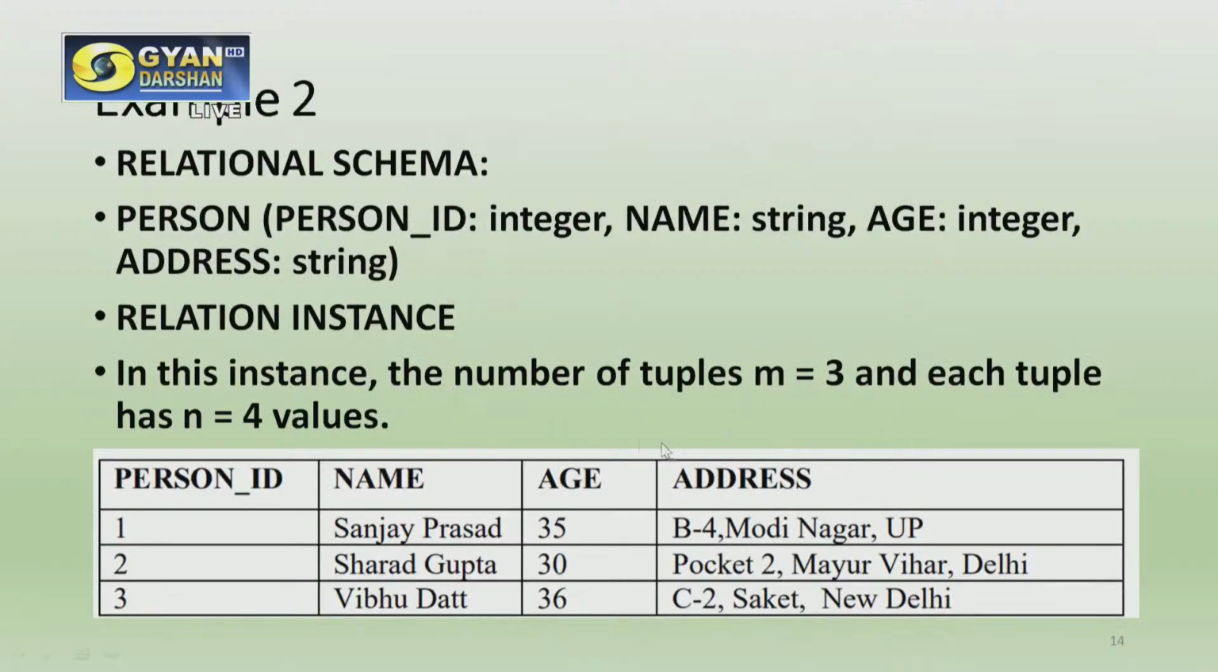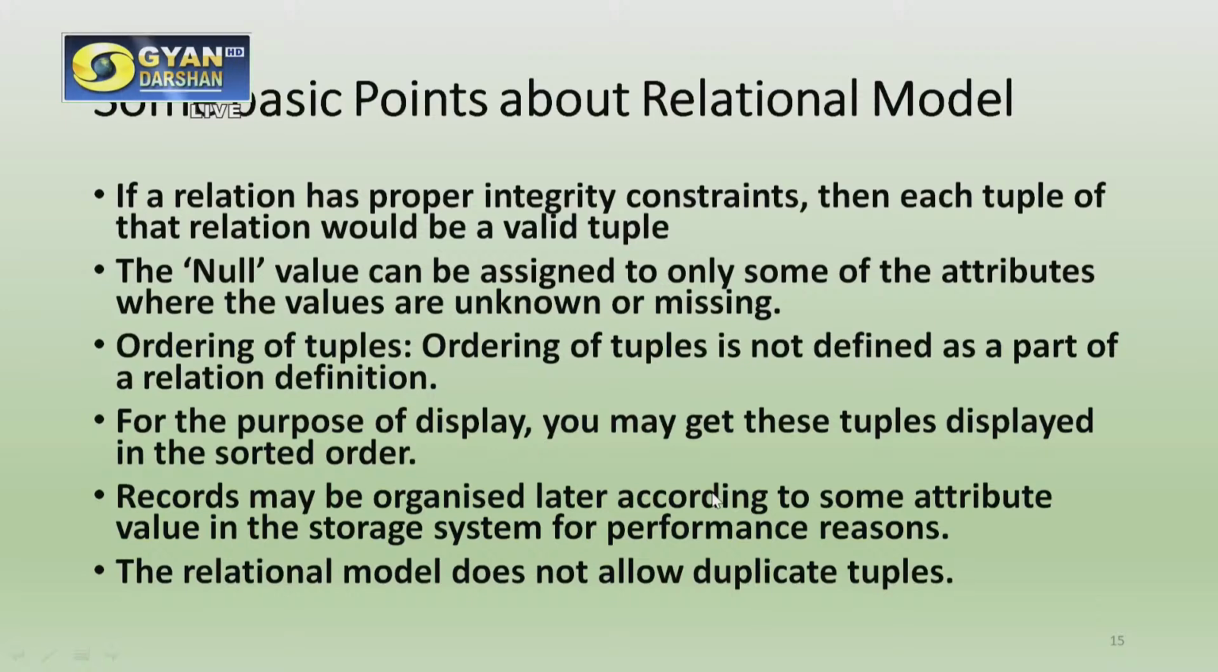Another example is once again person. Okay, so over here how many tuples are there? M equals 3, and each tuple has 4 values. So you can see that in this particular case the order of this relation is 4, and you can see that from there.